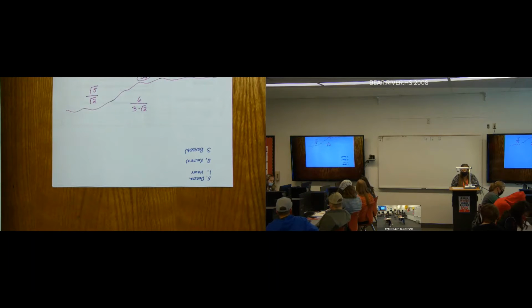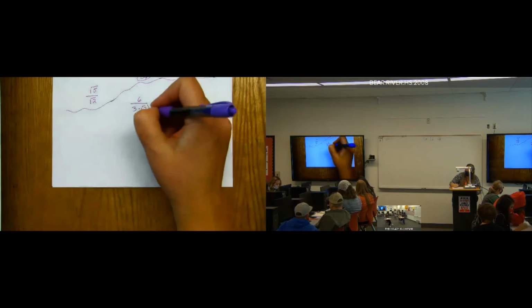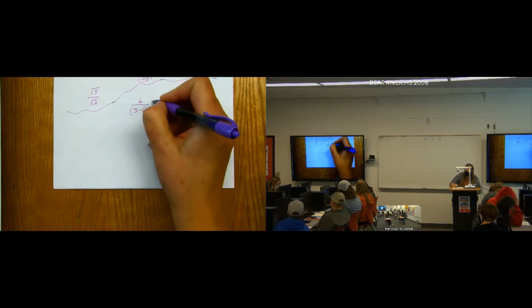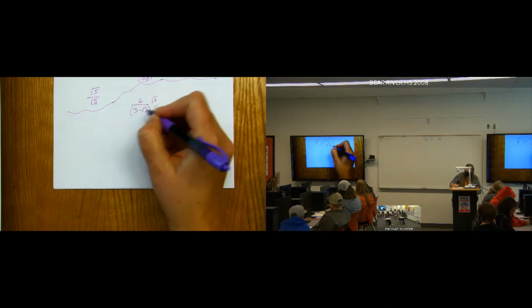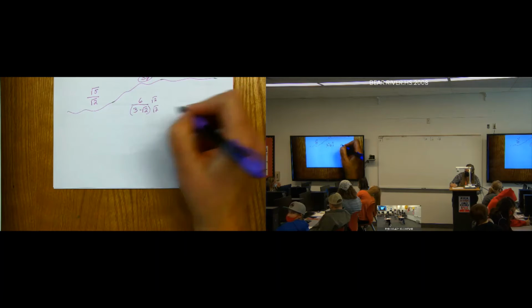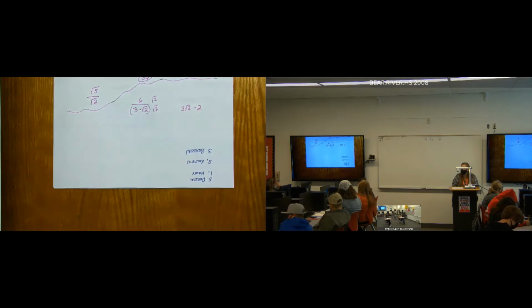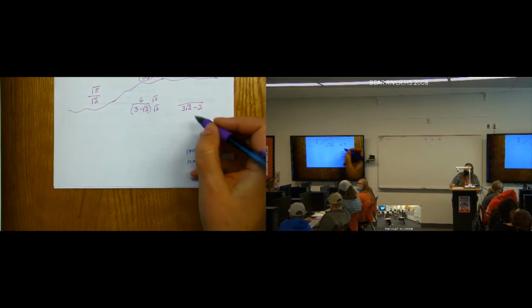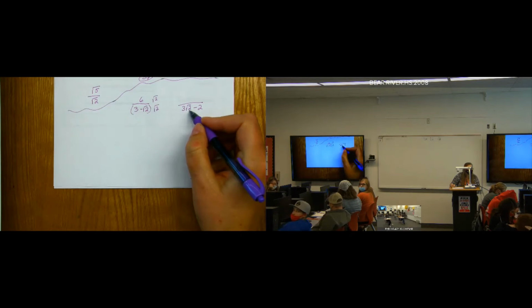Plus square root 2. Well, most of us would think, okay, let's multiply by the square root of 2. What happens if I multiply by the square root of 2? Then what happens here? I get 3 square root of 2 minus 2. Did that help me? No, why not? I still have a square root in the bottom, right? So that didn't help me, okay?